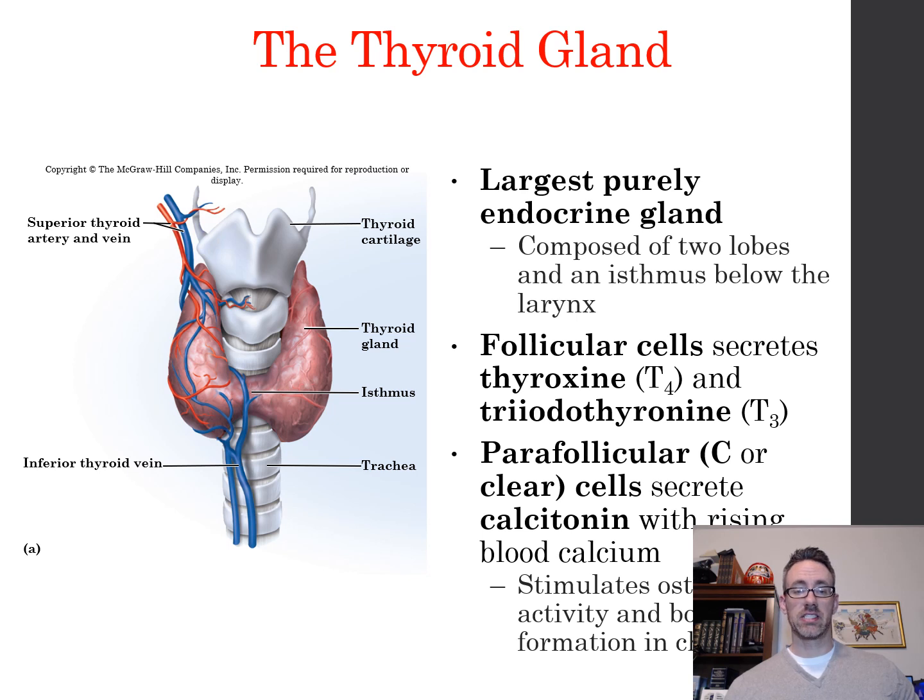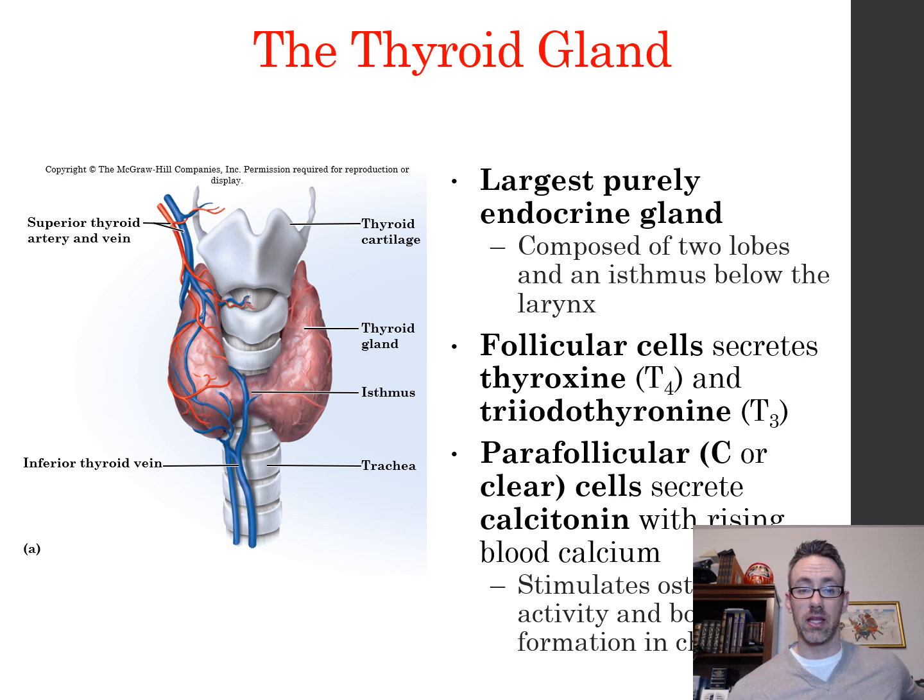This is on the anterior aspect of the trachea, just below the larynx. Here's our voice box right here. Just below that, you can feel your Adam's apple, which is the thyroid cartilage, and just below that is your isthmus. That can be palpated, and you'll learn to do that in the physical diagnosis class.